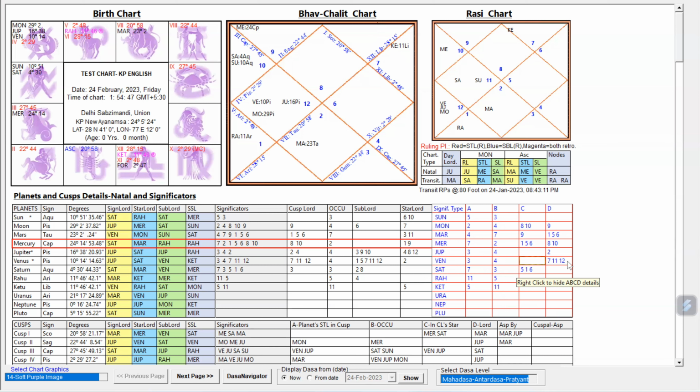So this is the way I have shown you how we can identify the planet significators, and what the role of significators is. I hope you have got an understanding about it. In the next video I'll come up with the Bhav significators.